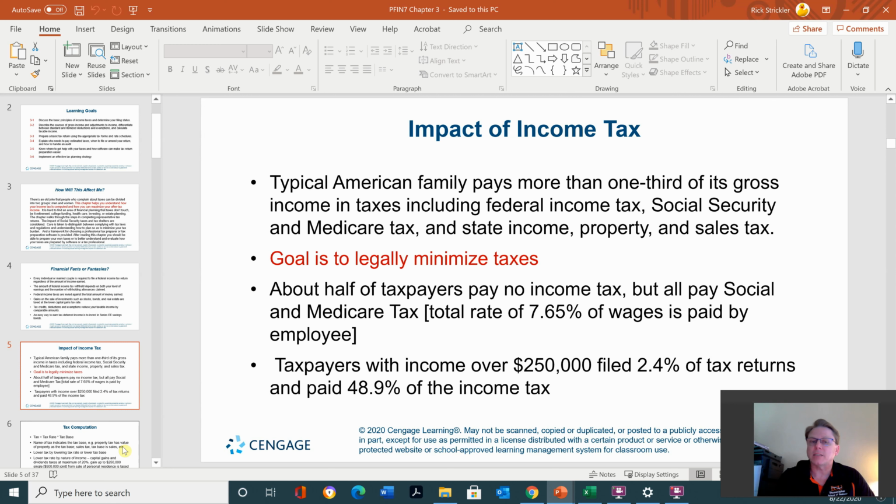About half of taxpayers pay no income tax, but all pay Social Security and Medicare tax. A total rate of 7.65% of wages is paid by the employee, and then about the same is paid by the employer. Taxpayers with income over $250,000 filed 2.4% of tax returns, but paid 48.9% of the income tax.